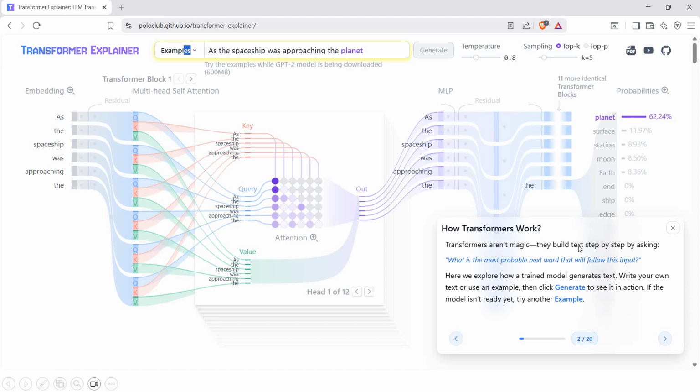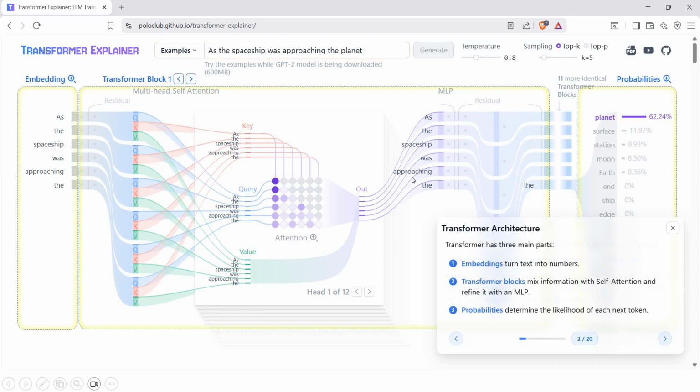Now, transformers are not magic. They build text step by step by asking what is the most probable next word that will follow the input. So basically, that is what a transformer is. It is going to predict the most probable next word. Here we explore how a trained model generates text. Write your own text or use an example and click generate. Although I'm not getting the option to generate, if the model isn't ready yet, try another example.